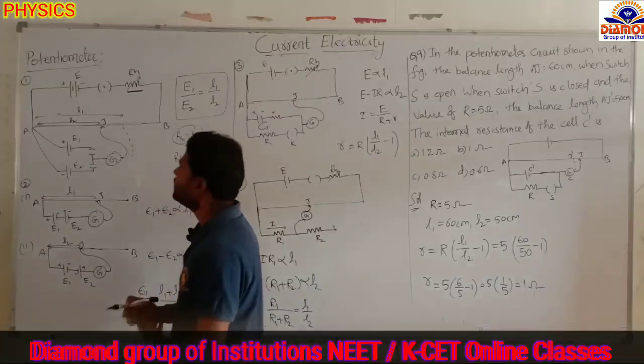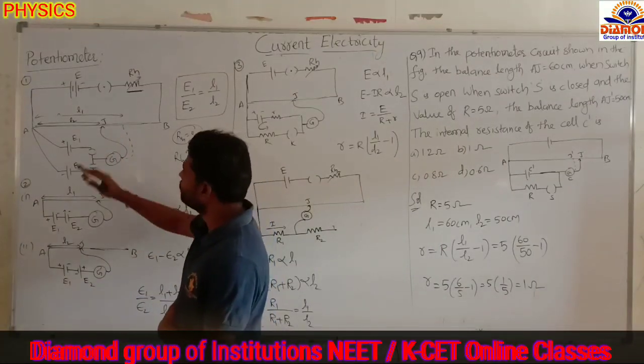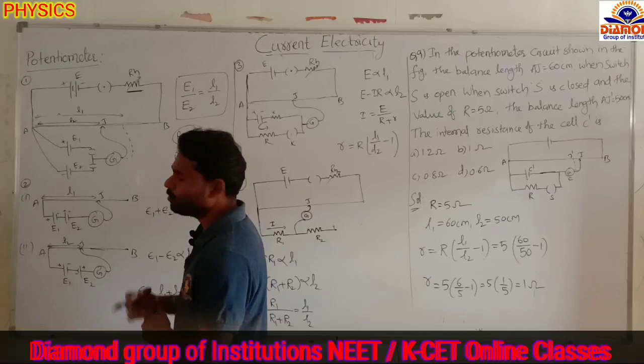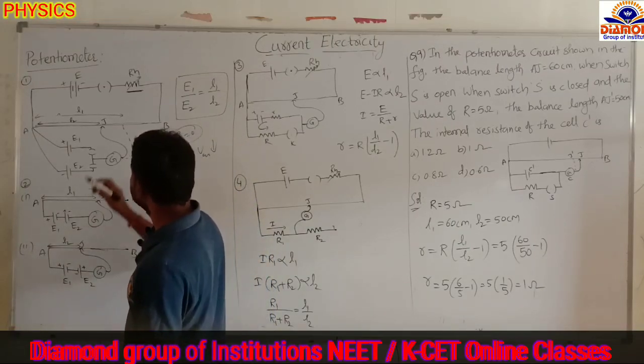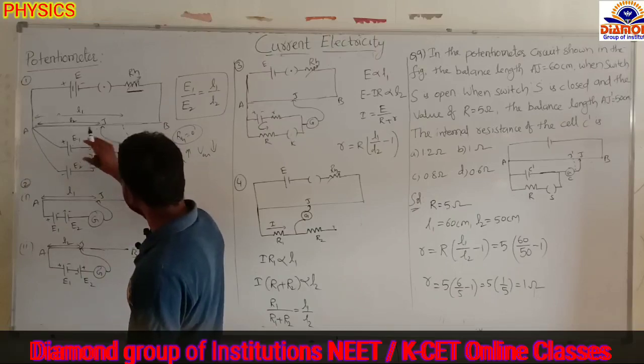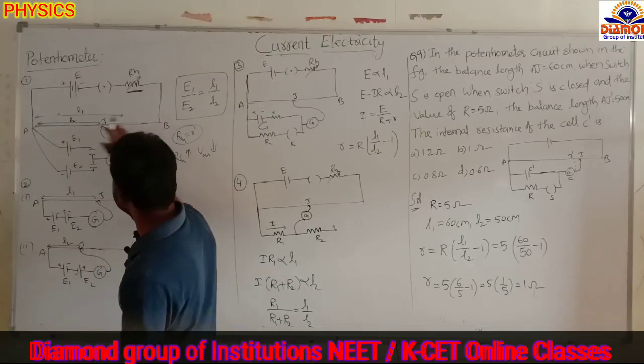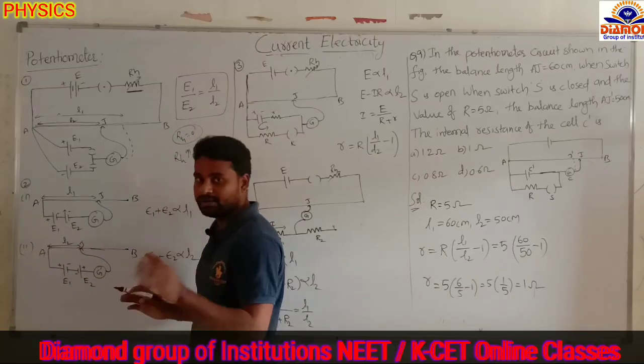In this case, I am connecting one cell after another, one by one. So take care about this. First, we have to connect the cells and move the jockey on this wire up to get the null deflection.